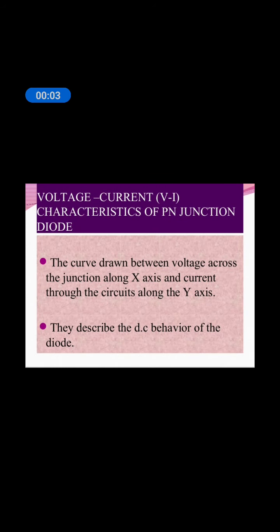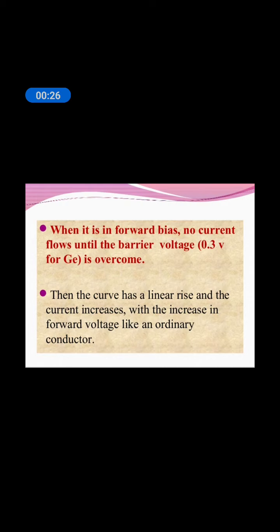Voltage current characteristics of PN junction diode. It is the graph between V and I. The curve drawn between voltage across the junction along the x-axis and the current through the circuit along the y-axis. They describe the DC behavior of the diode.